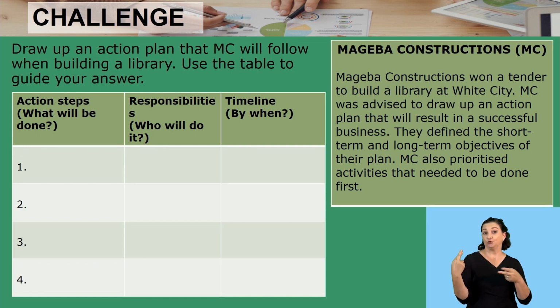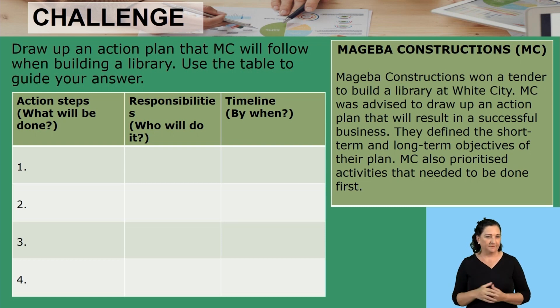Secondly, we move on to responsibilities. You write down who will do it. Then we move on to timeline. By when should the library be completed? So you need to fill in those spaces.